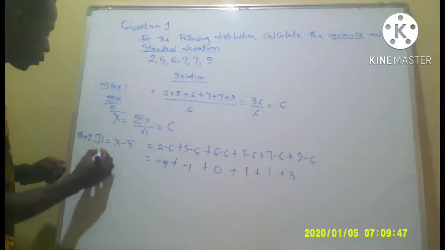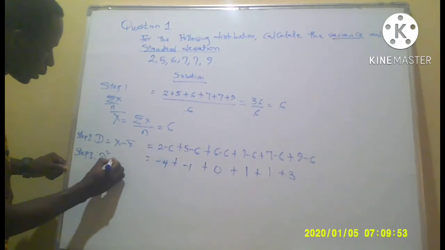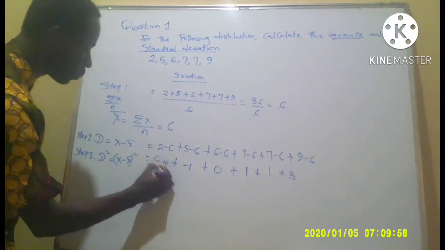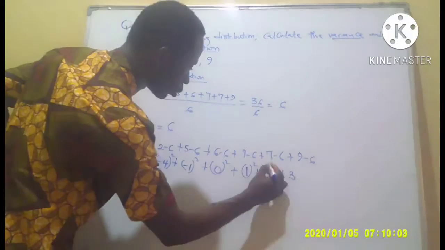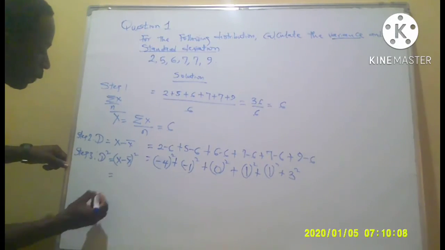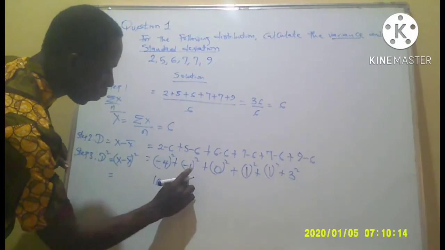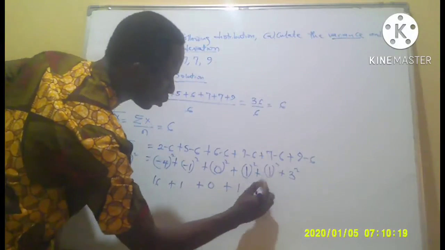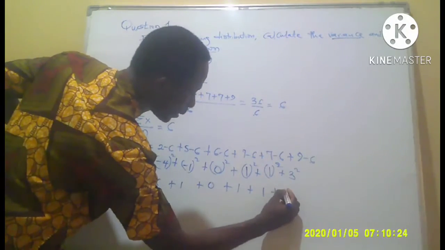Step 3 is to find the square of the deviation, that is, x minus mean, all squared. So let's put a square on all the figures of the deviation we got. Minus 4 squared will give us 16, plus 1, plus 0, plus 1, plus 1. 3 squared will give us 9.